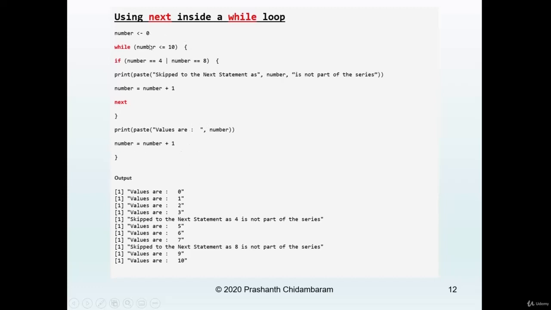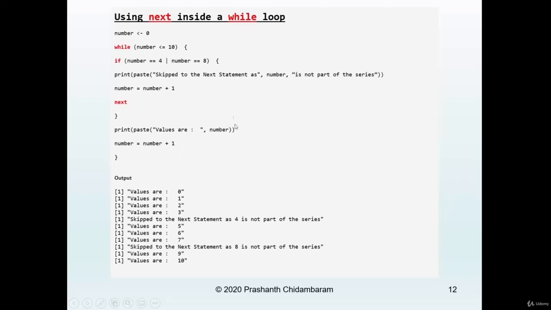So let's assume the first example. So number is 0, 0 is less than or equal to 10, which is true. Now if number equal to 4 or number equal to 8, so this block of code here is not run because the number is not 4 or the number is not 8. Print paste values are, and then you basically paste the number. So values are 0. Now 0 is incremented by a step of 1 and now number becomes 1.